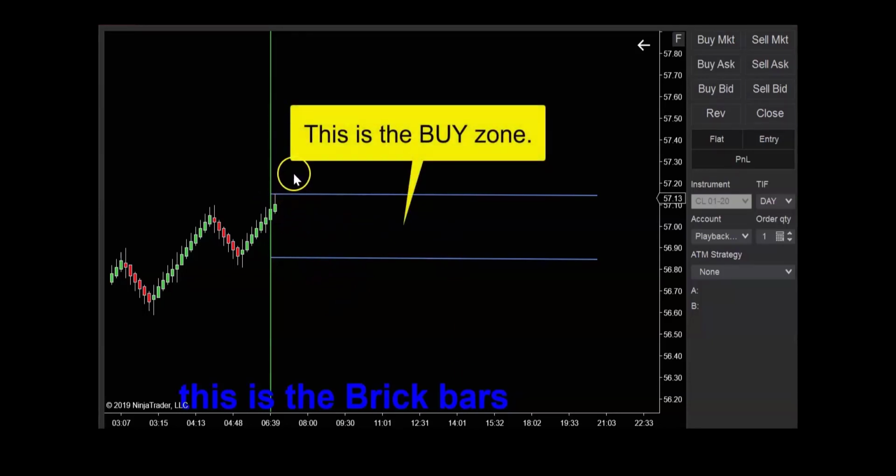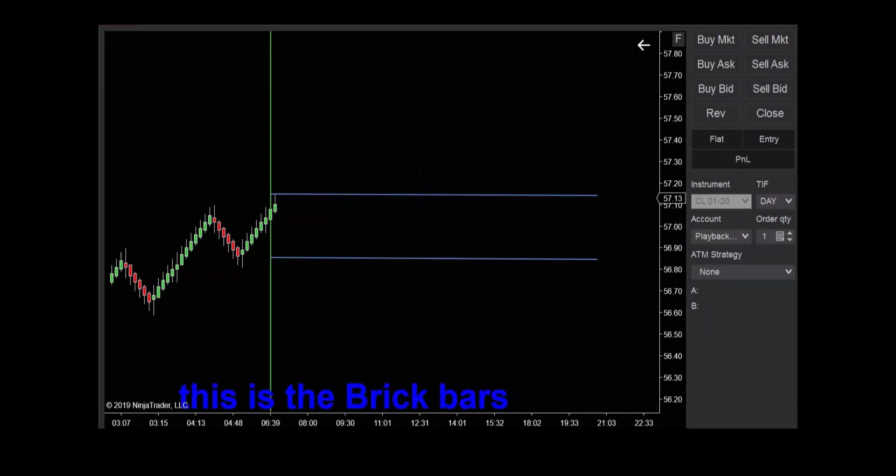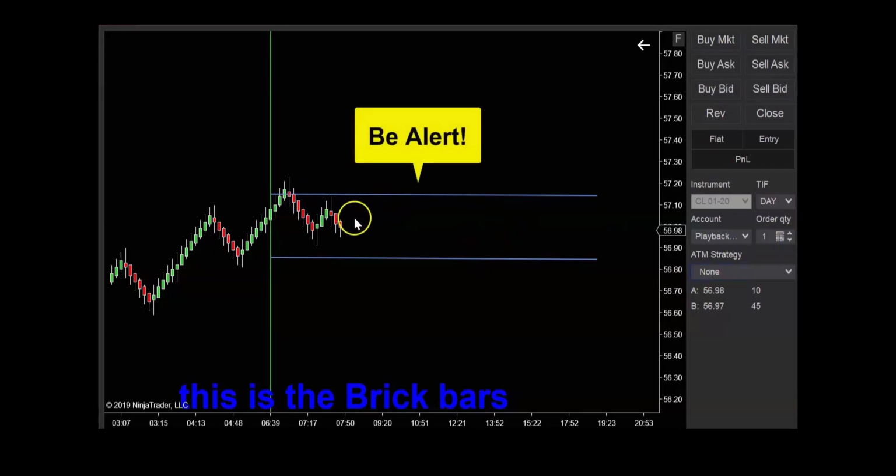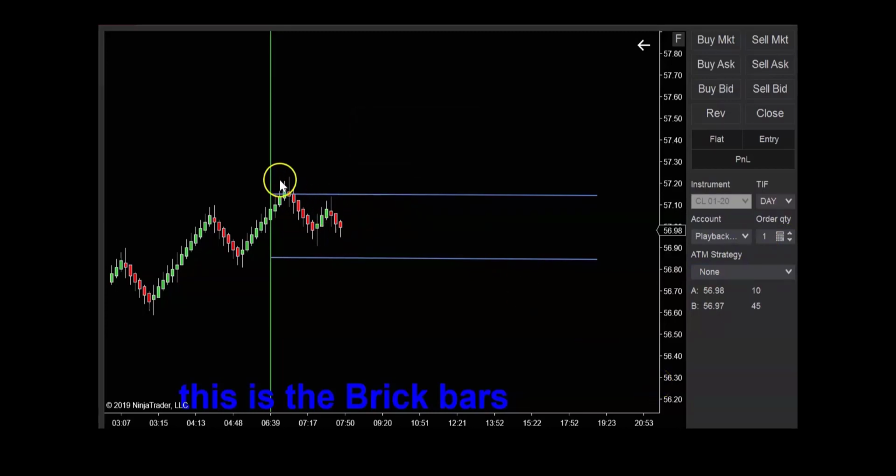Right? And now we're essentially waiting for price to pull back and fall into what I call the retracement zone. And you can see it's happening right there. So let's go ahead and slow this down. When this happens, you've got to be on the alert. You've got to be on the alert when price is inside the retracement zone.